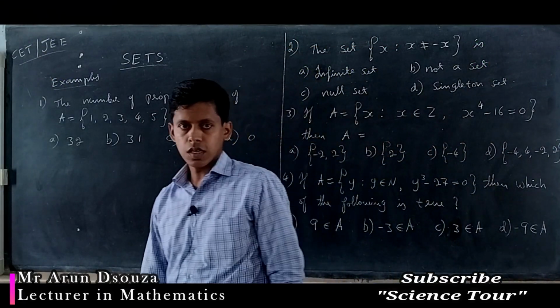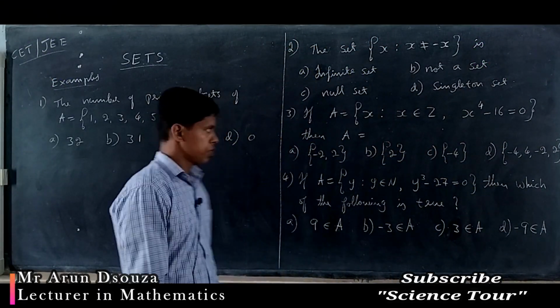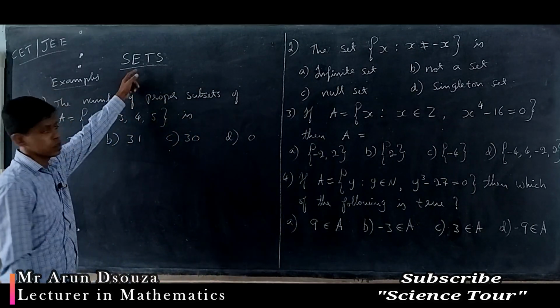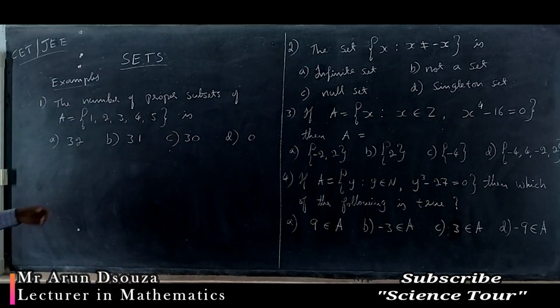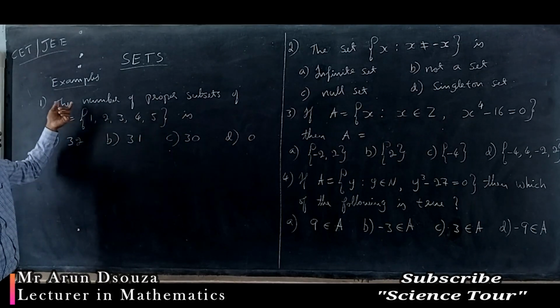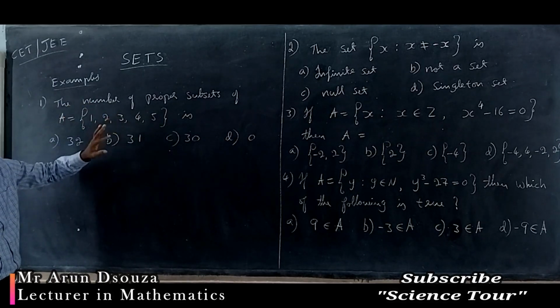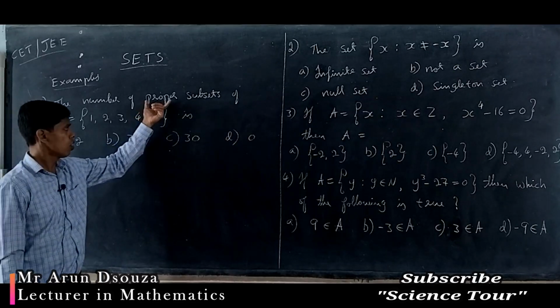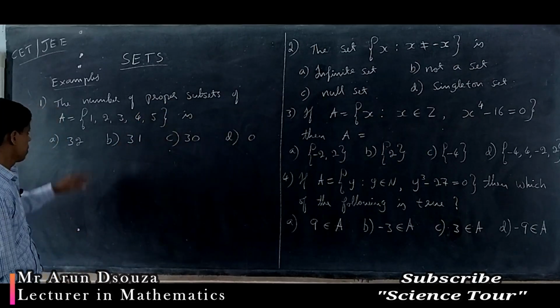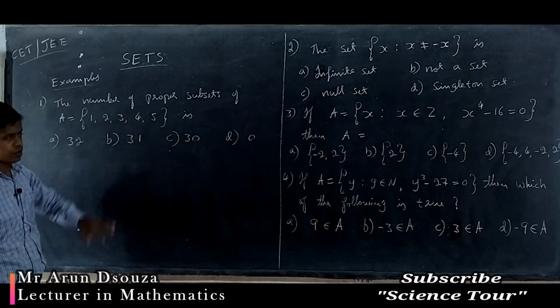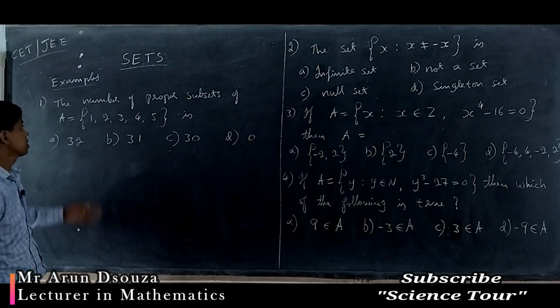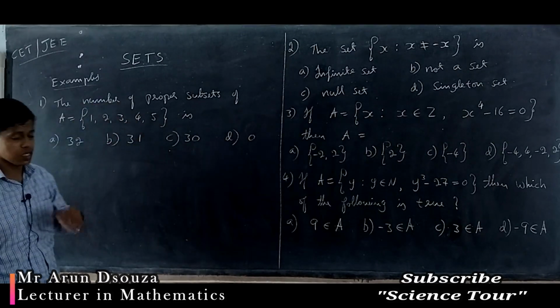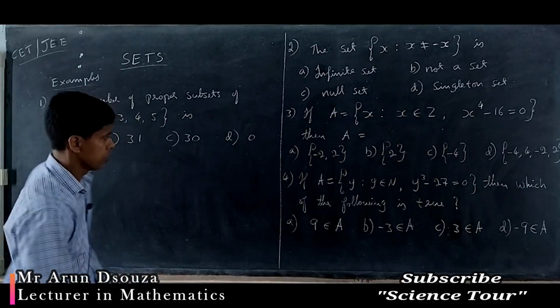Well, dear students, let us start the examples of the topic sets. First question, the number of proper subsets. This question is based on your knowledge of proper subsets. Now you have got 1, 2, 3, 4, 5. How many proper subsets are there? The number of proper subsets. How many proper subsets are there?